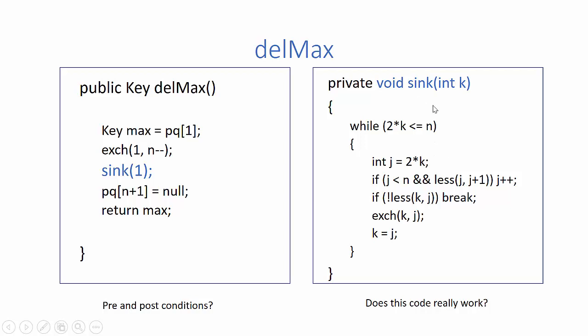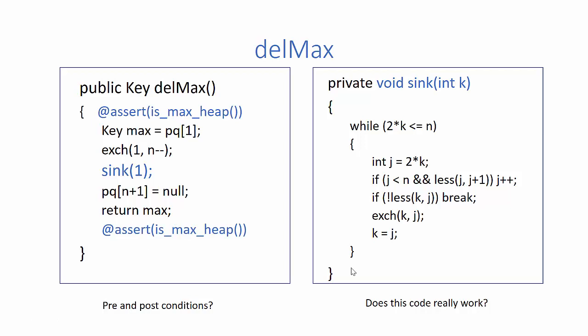So to think, what we have to do is that we will write a piece of code. Again, you have to convince yourself this code runs in log time. Again, pre and post conditions are: before we delete max, it's a priority queue. After you delete max, it's a priority queue. I mean, it's a max heap, right?